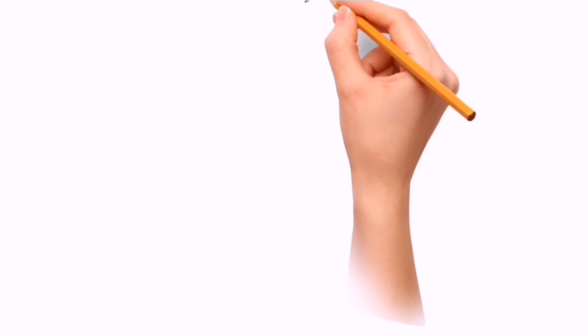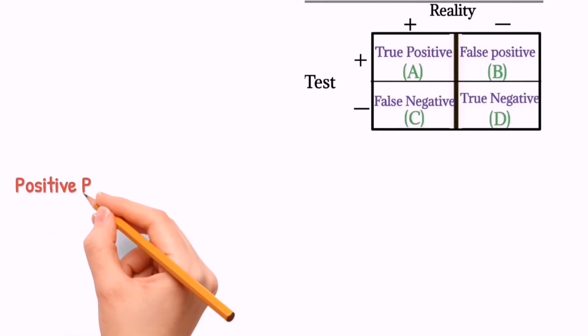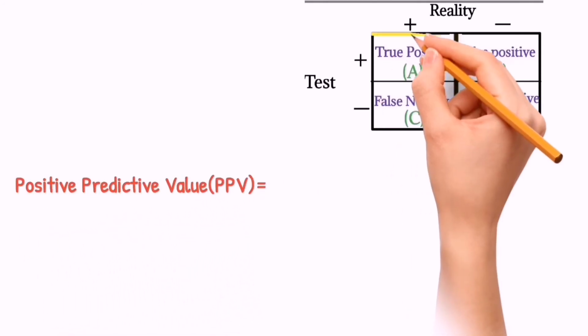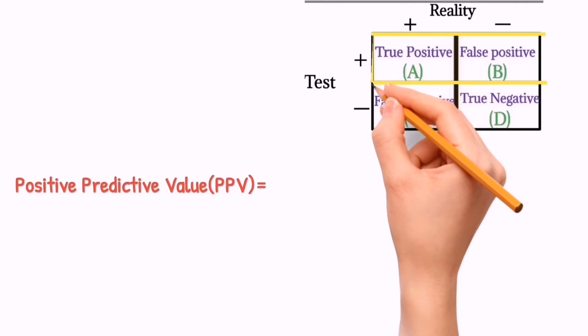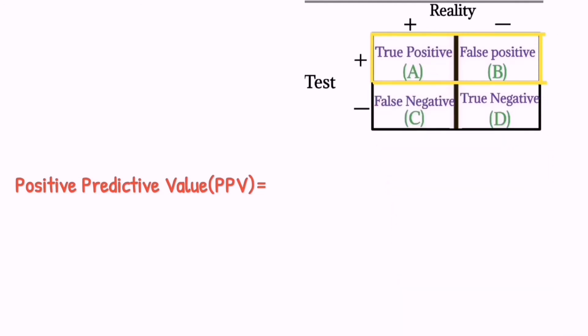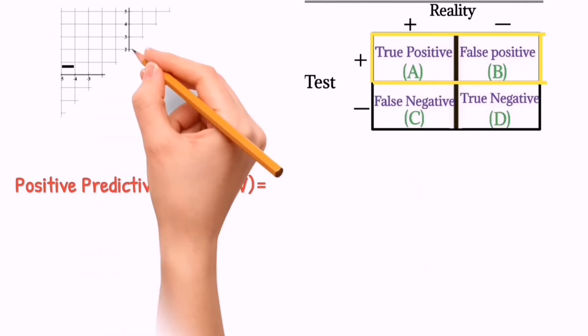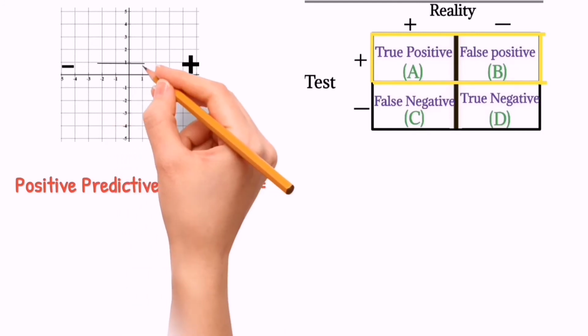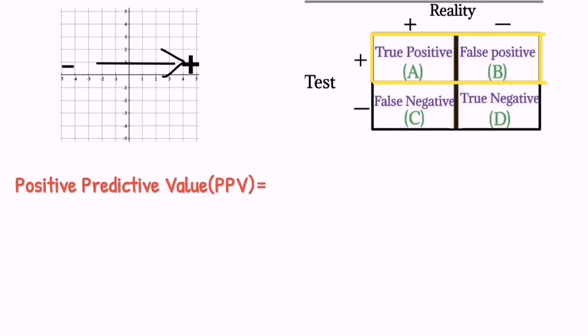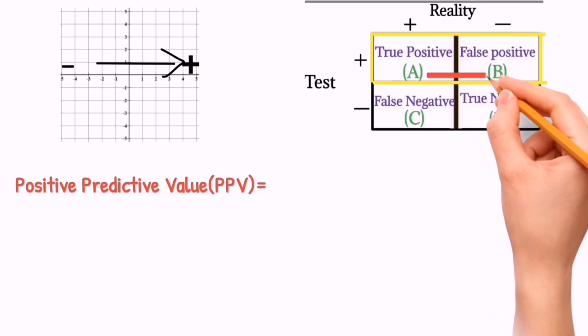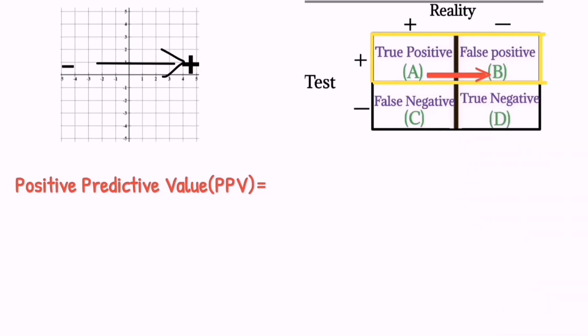This is our 2 by 2 table. For positive predictive value, we use the first row of the 2 by 2 table. Positive predictive value is imagined with a graph. An arrow toward the right direction shows positivity. Draw an arrow towards the positive direction.